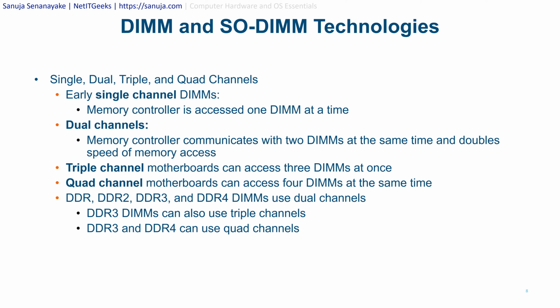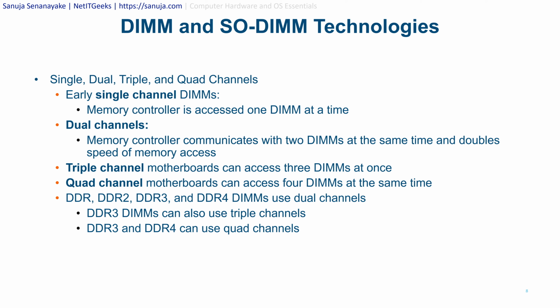Single, dual, triple, and quad channel. You may have heard these terms in marketing materials on websites and even in motherboard descriptions. So what do they actually mean? Early single channel DIMMs used memory controllers that access one DIMM at a time. The memory controller can only access one RAM module at a time, even if you have multiple modules installed on your motherboard. You could have 6 single channel DIMMs, but the memory controller will only access one DIMM at a time.